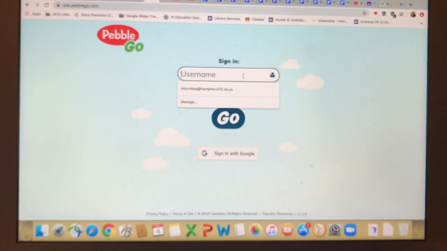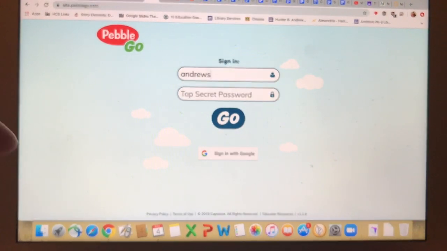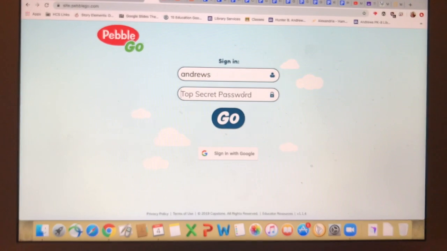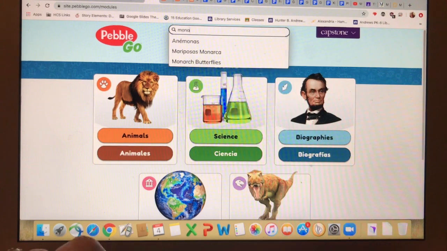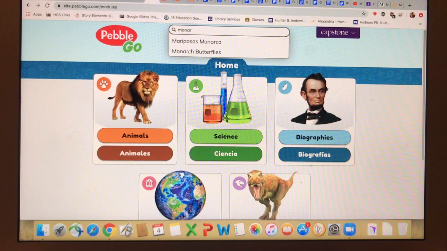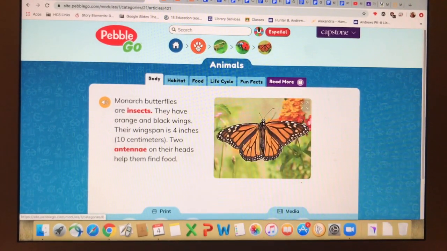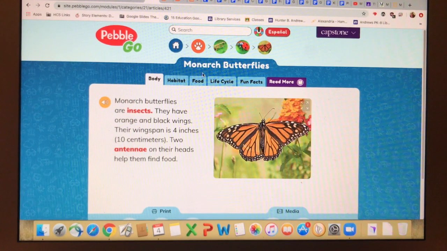Okay, so Miss T is going to sign in to PebbleGo. Okay, now for monarch butterflies, just to make it easy, see up here, we can go to the search bar. And Miss T is just going to type in monarch butterflies, and it shows up for me. Awesome. So it tells me about the body, the habitat, the food, and the life cycle. And there are some fun facts about it.